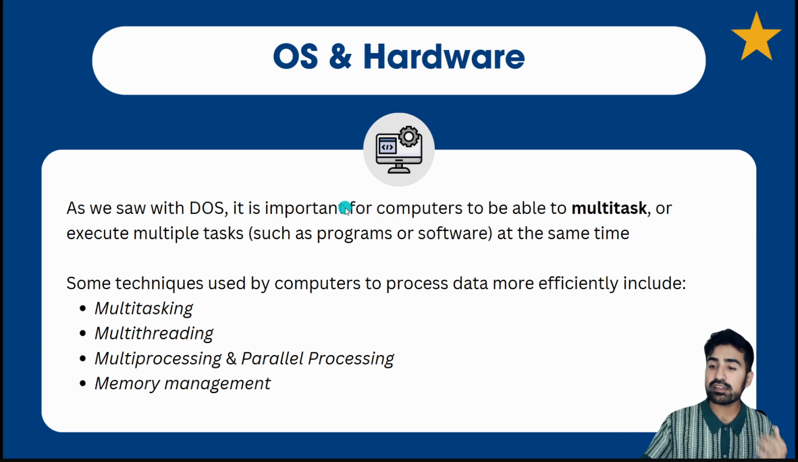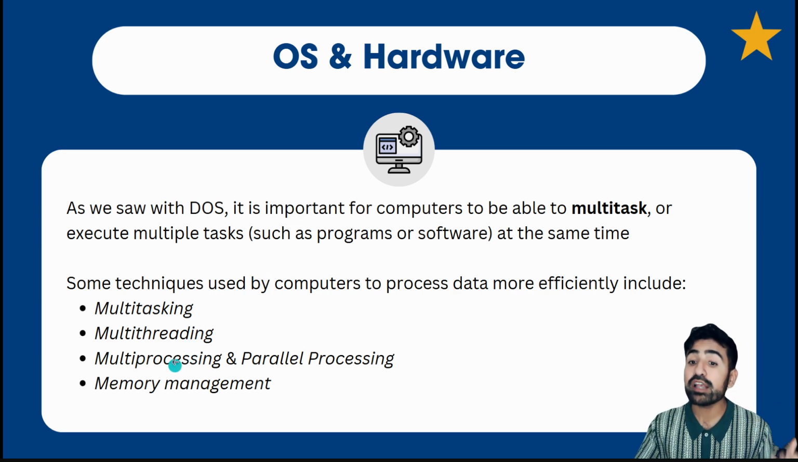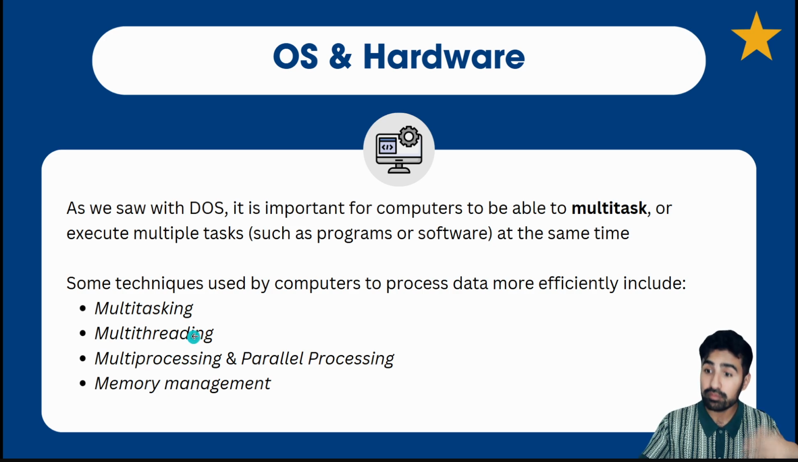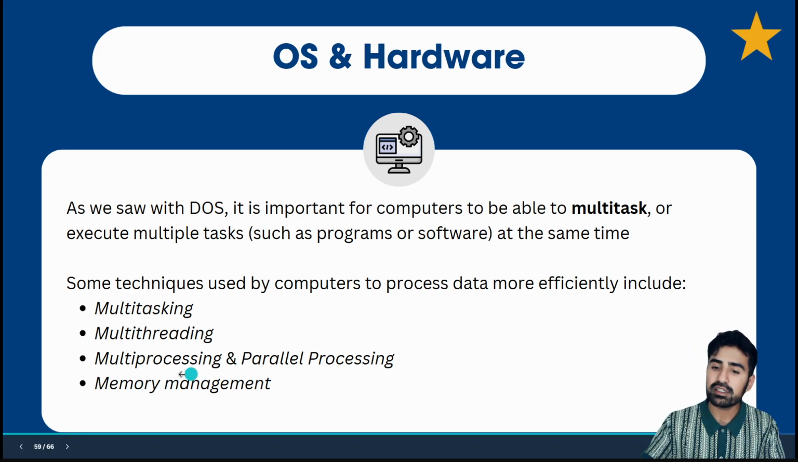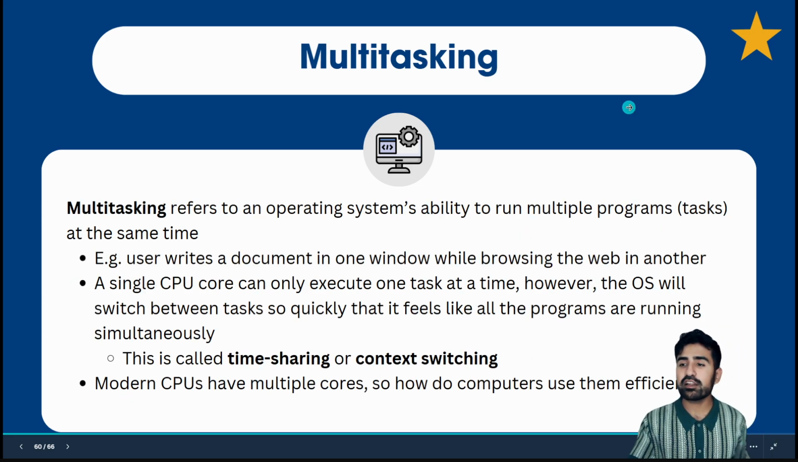So, in order to process that data really efficiently, to jump between tasks, to solve really difficult tasks, here are some of the techniques that computers will use, specifically that the OS will use to process those tasks. Sometimes we call those tasks jobs because it's pretty much work that the computer needs to accomplish. So we have multitasking, multi-threading, multiprocessing slash parallel processing. Slightly different. We'll discuss that. And then we have memory management. So let's take a look at multitasking.